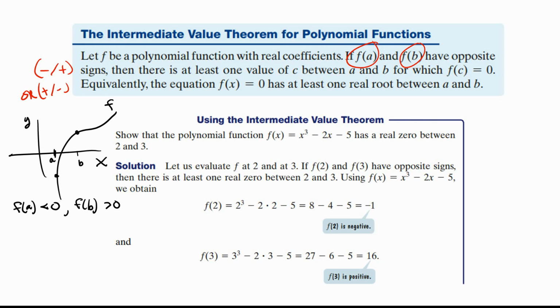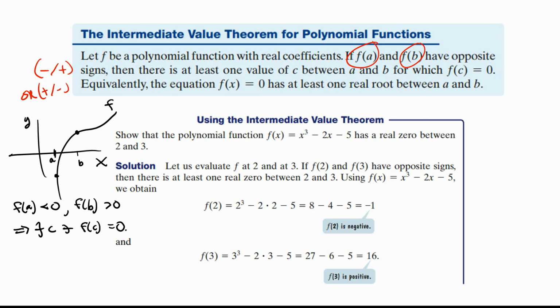The intermediate value theorem implies that there exists a c such that f of c is equal to 0. That's just what that theorem says. We call this an existence theorem. Something exists. It doesn't tell us how to get c, but it tells us that c is there.